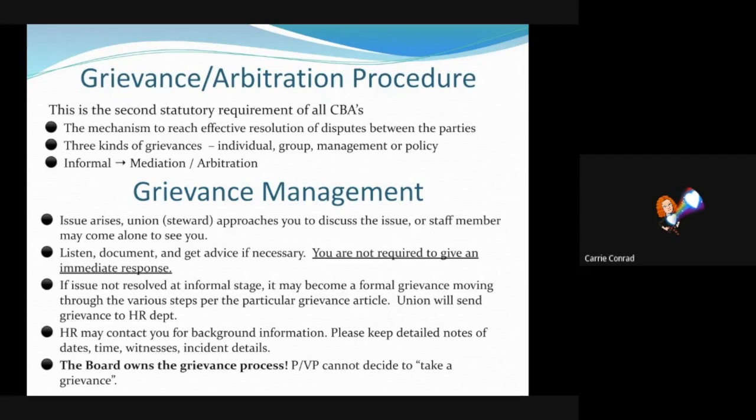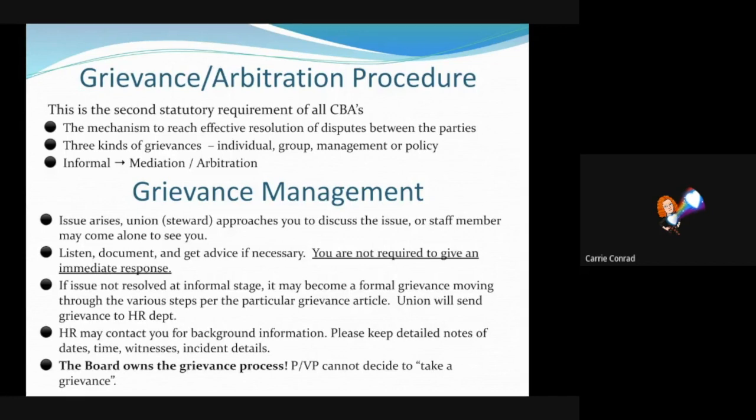Human Resources will likely contact you for background information, trying to ascertain the issue, the position of the administrator or vice principal, how it affects other staff, how it affects students, and your rationale up to that point. It's very important that you keep detailed notes of dates, the time, any witnesses, the specific incident details. So after you've had a discussion with that steward and or that worker, it's important that you document all that.